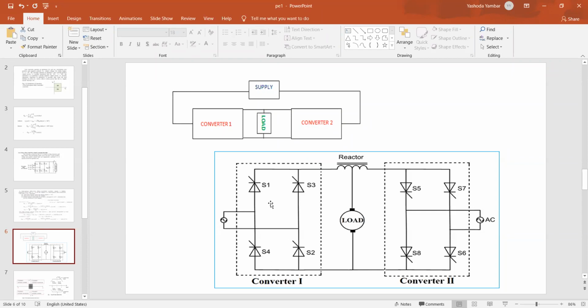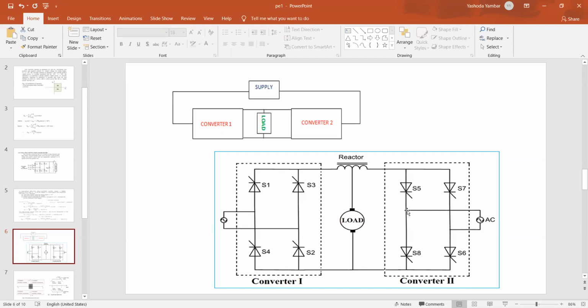You can see what the dual converter circuit is. Here is one converter and another converter. Two fully controlled converters connected in anti-parallel connection form a dual converter. So if one converter is acting as a rectifier, the other converter acts as the inverter. So we get two different combinations here.